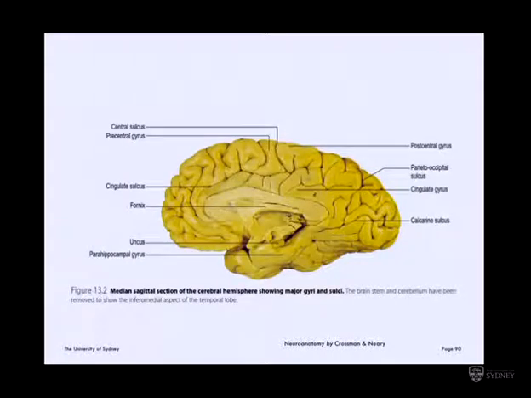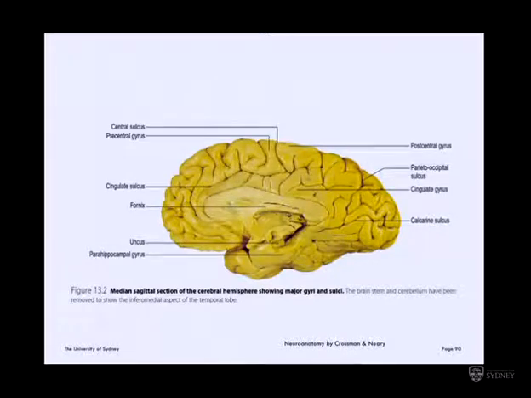On the more medial aspects, we still have the central sulcus. We have the precentral and the postcentral gyri. We also see a division between the parietal lobe and the occipital lobe, referred to as the parieto-occipital sulcus. We have the calcarine sulcus, and on either side we have the primary visual cortex. We also have the cingulate gyrus. We know its function. We've spoken about its function.